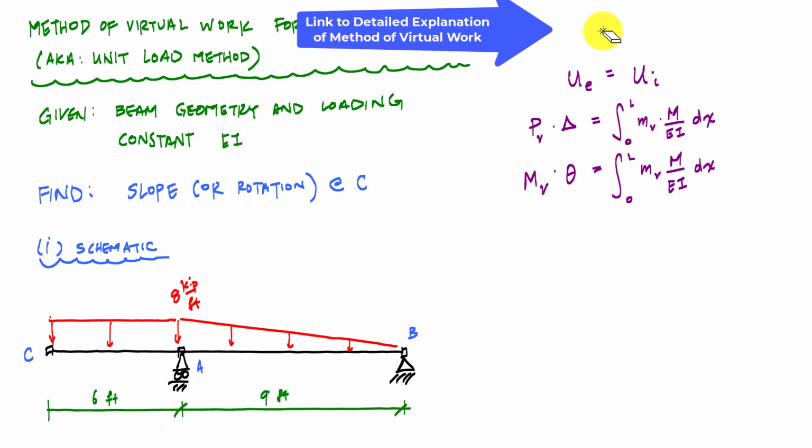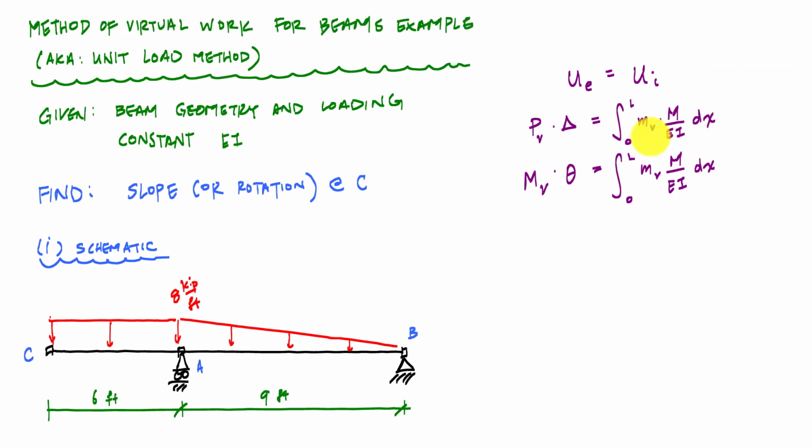Now in this problem, because we're interested in the slope, we're going to be using this formulation here with the unit moment. So we're going to apply a unit moment as part of our process to calculate this slope at point C. So now, instead of trying to remember or memorize a process for this, if you understand this relationship, really the process and the approach that you need to solve this problem are all embedded in this relationship.